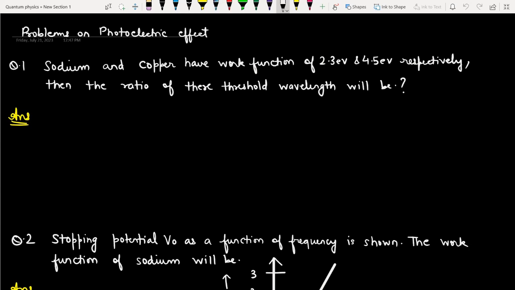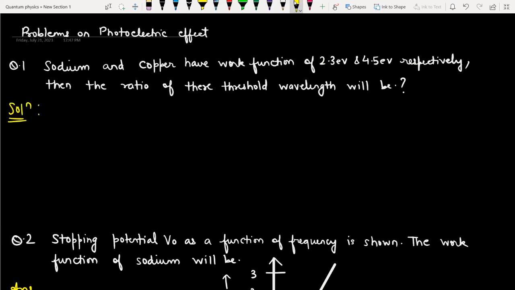If you see the first problem, it says that sodium and copper have work functions of 2.3 electron volts and 4.5 electron volts respectively. Then the ratio of their threshold wavelength will be? It's a pretty straightforward problem.